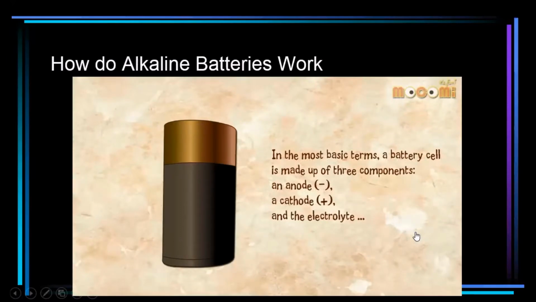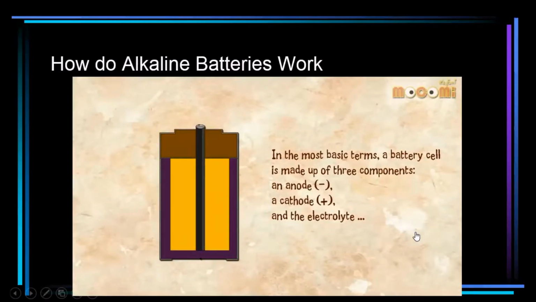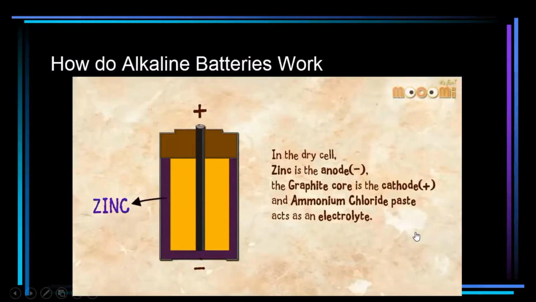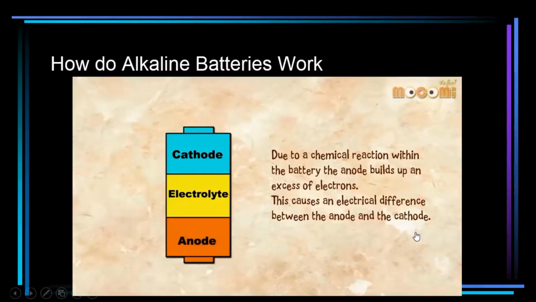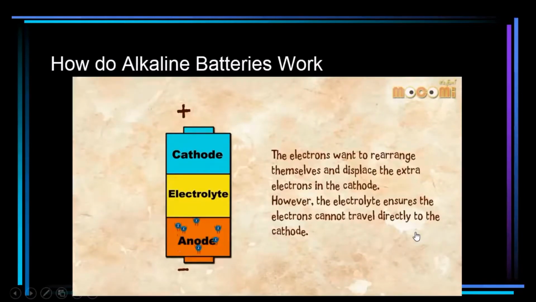In the most basic terms, a battery cell is made up of three components: an anode, a cathode, and the electrolyte. In the dry cell, zinc is the anode, the graphite core is the cathode, and ammonium chloride paste acts as an electrolyte. Due to a chemical reaction within the battery, the anode builds up an excess of electrons. This causes an electrical difference between the anode and the cathode. The electrons want to rearrange themselves and displace the extra electrons in the cathode. However, the electrolyte ensures that the electrons cannot travel directly to the cathode.